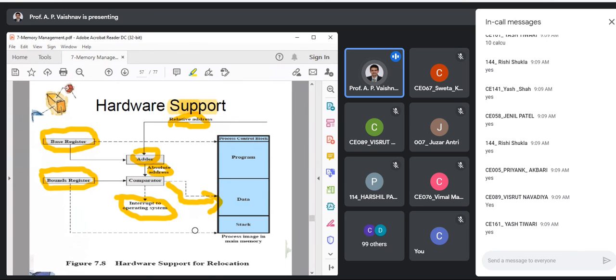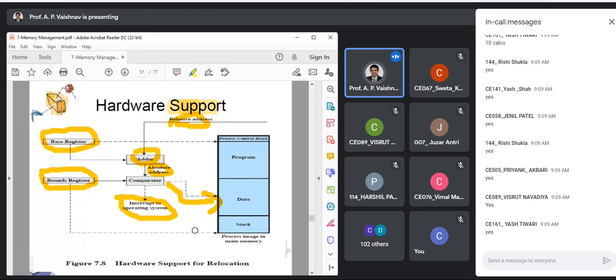Why are we maintaining the bound address? Because the bound address is known to us. Whenever you load a process, at least which two things do you know in advance? Your base and your bound. Other addresses you do not know in advance because they are dynamically decided. They are in logical form, in relative form. That is why, based on what we know, we decide.